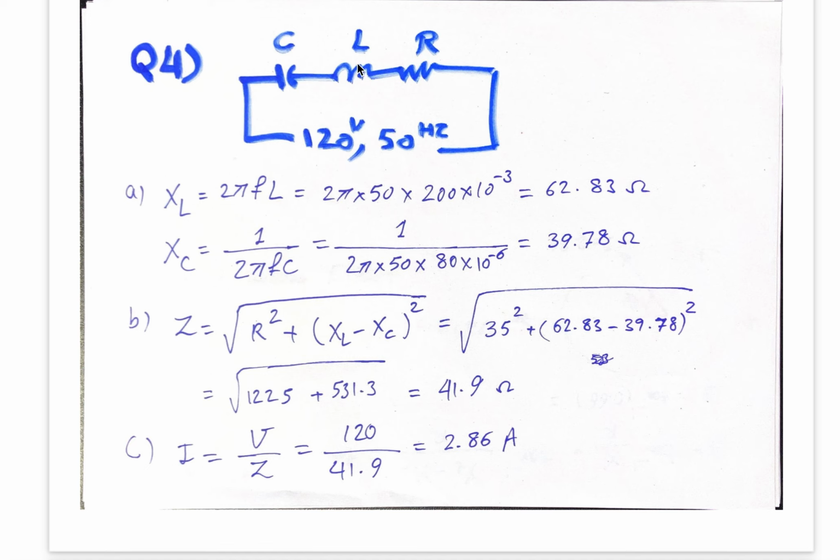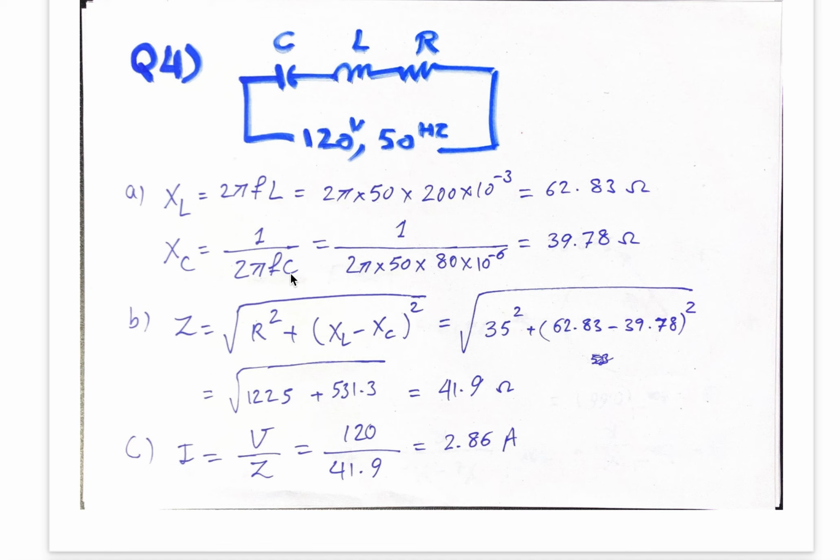L is inductance. If you check the question text, that is 200 millihenry. So I multiply 200 by 10 to the power negative 3, because that is millihenry. Okay, you work out this and you get 62.83 ohm. For XC, which is capacitive reactance, be careful, you need to make the inverse of 2 pi FC. 1 over 2 pi FC, not 2 pi FC. That is a common mistake I see.